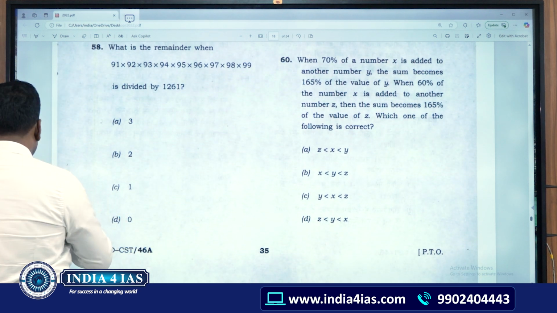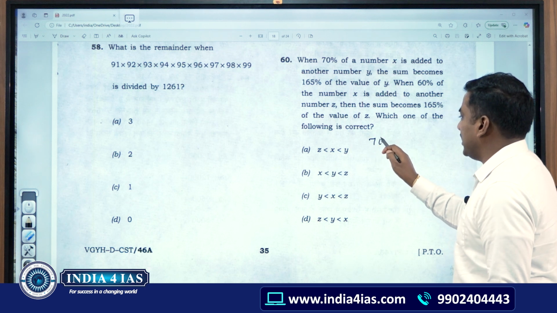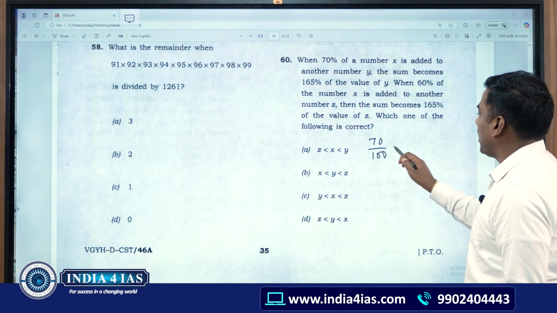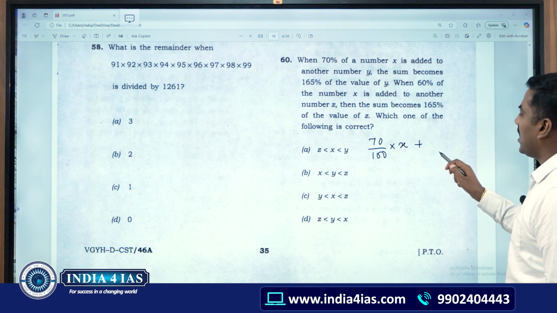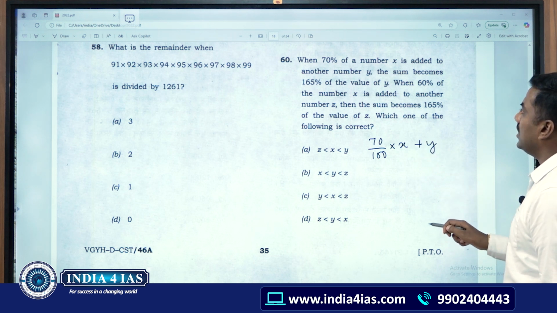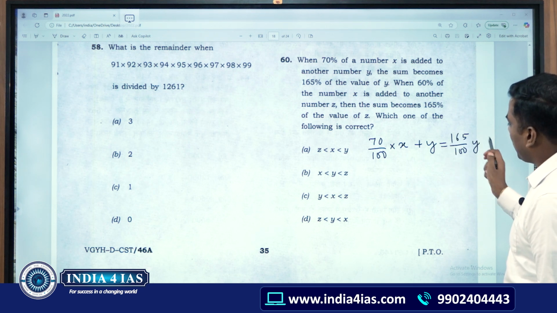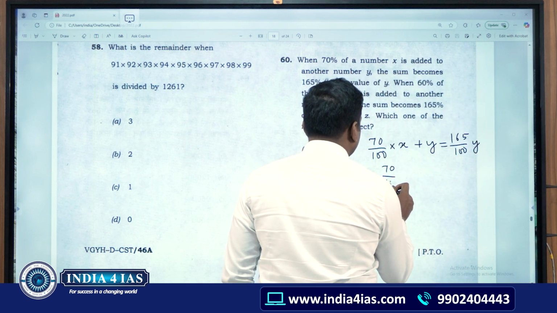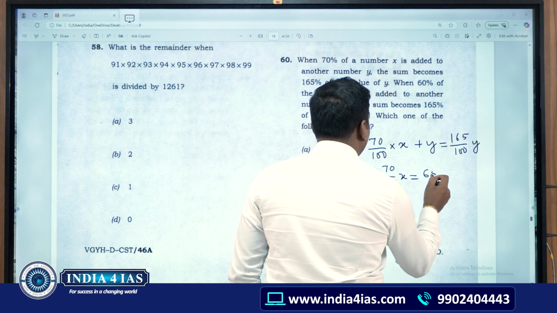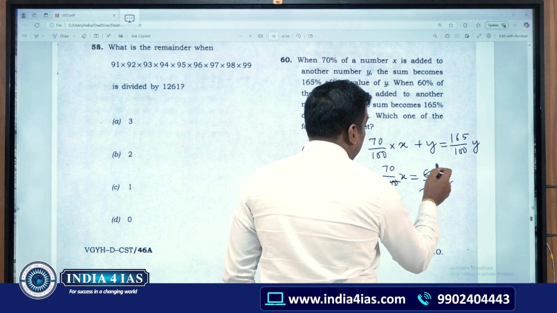60th question. 70% of a number x is added to another number y. The sum becomes 165% of y. So if I bring y this side, this is 70 by 100 x equals 65 by 100 y. So 100 gets cancelled.